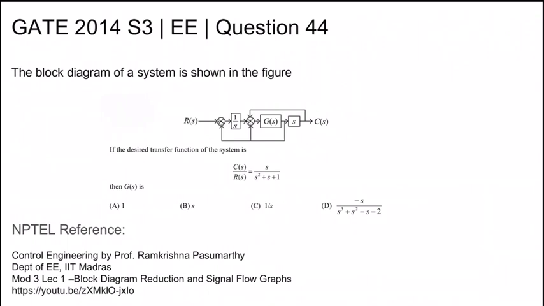This is GATE 2014 set 3 electrical question number 44. The block diagram of a system is shown in the figure. If the desired transfer function of the system is given by C(s)/R(s) equal to s/(s^2 + s + 1), then the value of G(s) is being asked.